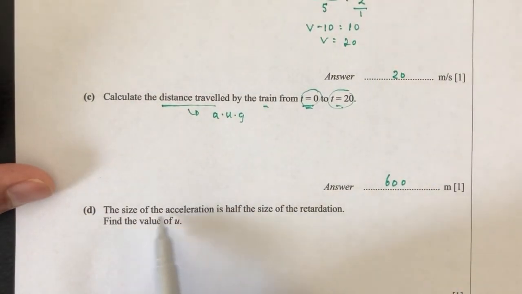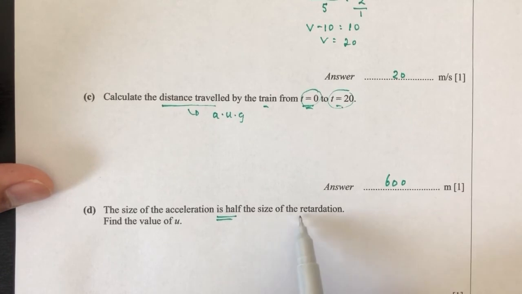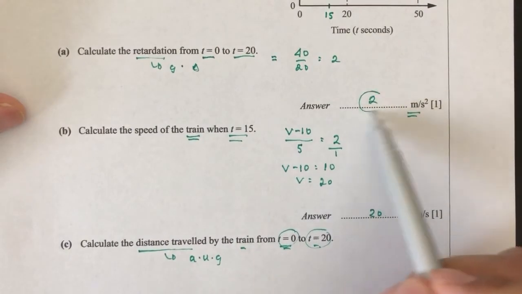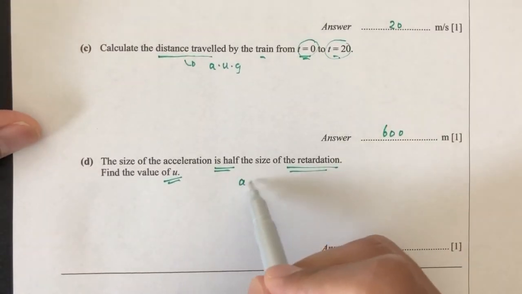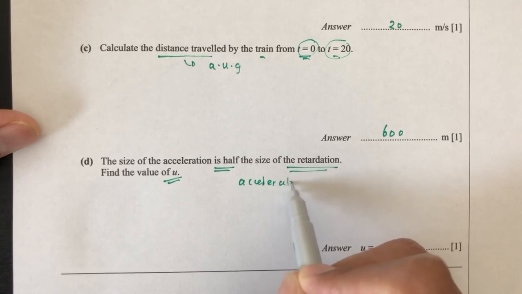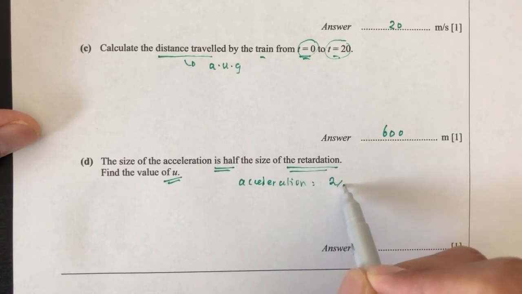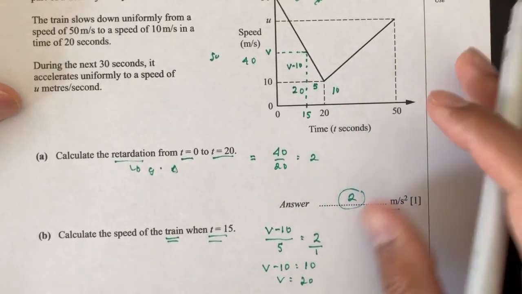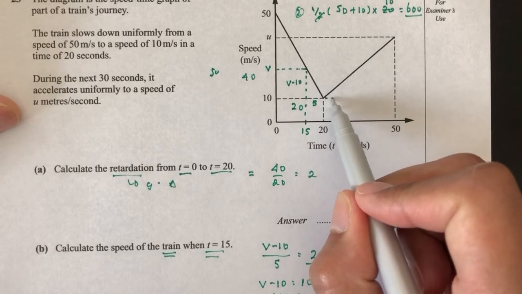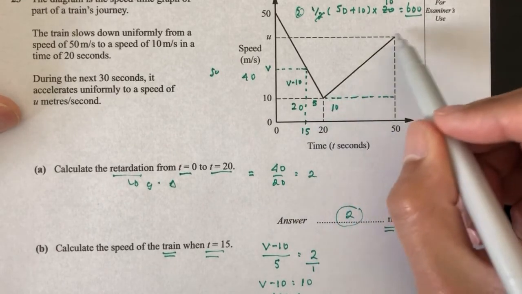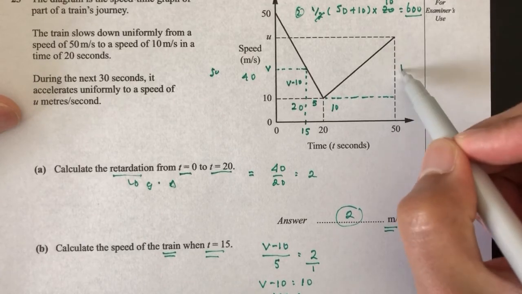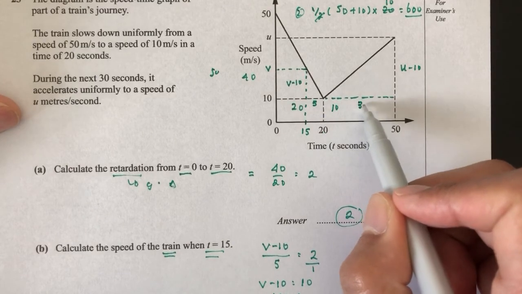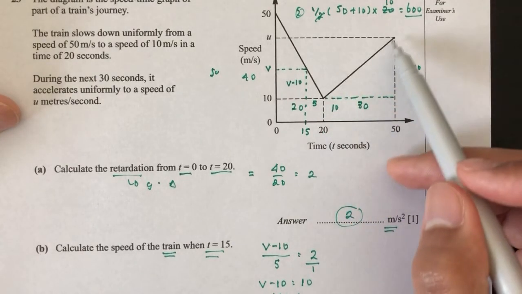Now part D. The size of the acceleration is half the size of the retardation. Find the value of u. Retardation was 2. It means that the acceleration is 2 divided by 2 for half, which becomes 1. Now when we have a speed-time graph, we know that the acceleration is equal to the gradient of the triangle. What is this height? It will be u minus 10. And what is the base? It is 50 minus 20. That will be 30. So how do you find the gradient of this triangle?